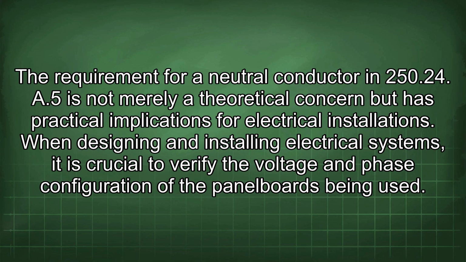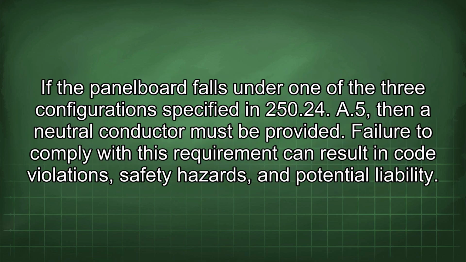The requirement for a neutral conductor in 250.24(A)(5) is not merely a theoretical concern but has practical implications for electrical installations. When designing and installing electrical systems, it is crucial to verify the voltage and phase configuration of the panel boards being used. If the panel board falls under one of the 3 configurations specified in 250.24(A)(5), then a neutral conductor must be provided. Failure to comply with this requirement can result in code violations, safety hazards, and potential liability.